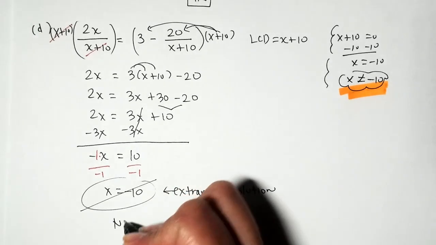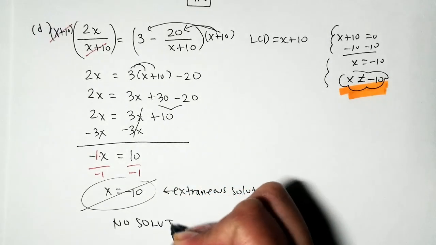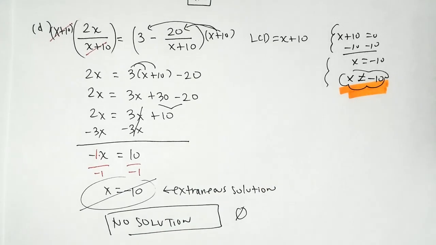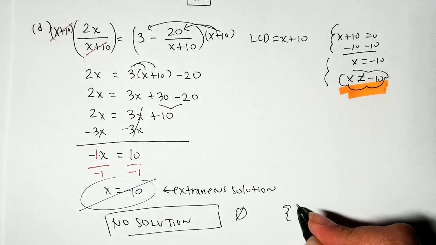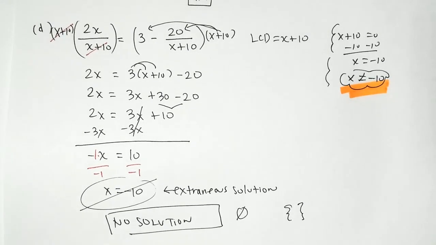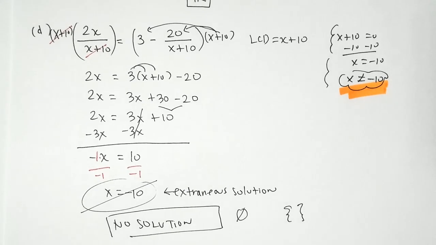So again, you can either write the words, or you can write the empty set, or you can even write the null set. I like the words. I don't have to remember symbols or anything. Fantastic, guys. So we did it. Thanks.